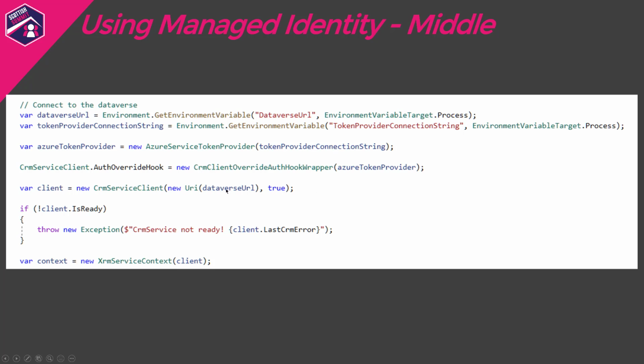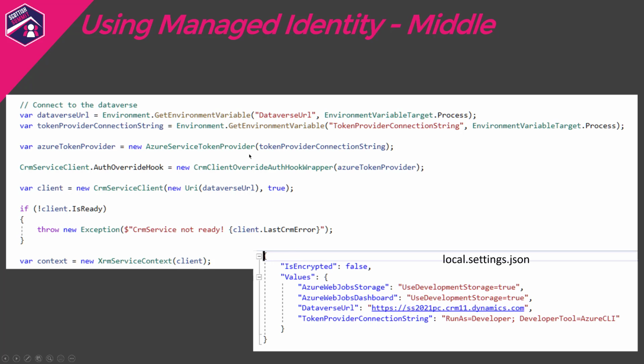And then we call the Crm Service Client, and we adjust the Dataverse URL. And then when it's ready, we carry on and do the stuff at the bottom. So if we look at what this token provider connection string is, that's in local settings, just when you're running on your local machine as a developer. You can run as a developer, and you can use the Azure CLI authentication. So that's all it'll check for to try and authenticate.